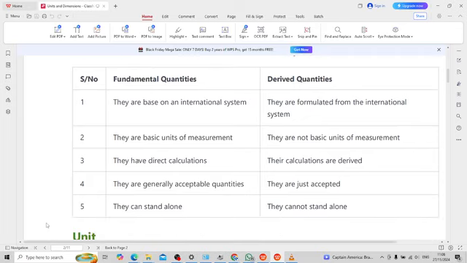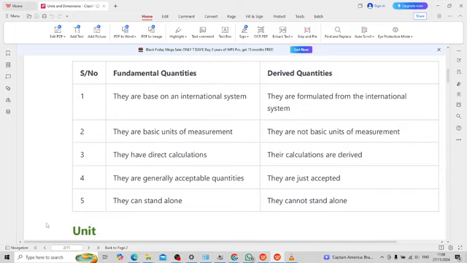So for the fundamental quantity, they are generally acceptable quantity. They are basic. Anywhere you go, you are accepted. While the derived quantity, they are just accepted based on the formula, and can depend on that. Then the fundamental quantity, they can stand alone. They are independent. They are not depending on anything. While the derived quantity, they depend on other quantities to be able to get or calculate them.